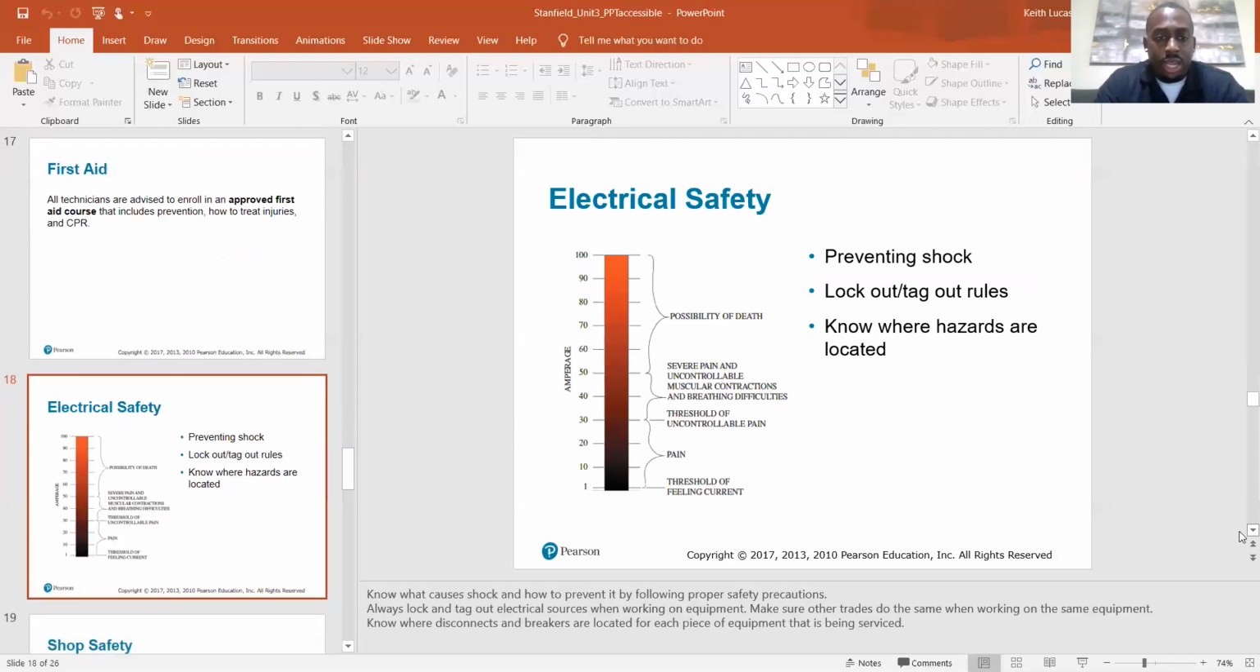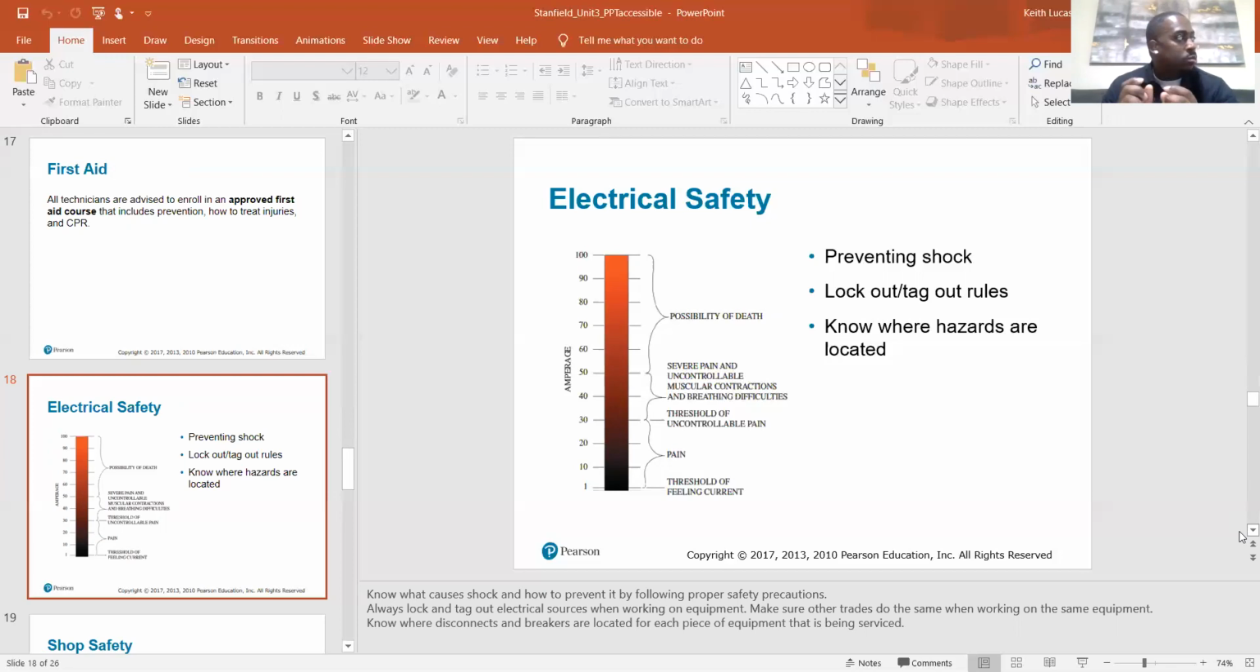Electrical safety. Know what causes shock and how to prevent it by following proper safety precautions. Always lock and tag out electrical sources when working on equipment. Make sure other trades do the same when working on the same equipment. Know where disconnects and breakers are located for each piece of equipment that is being serviced.